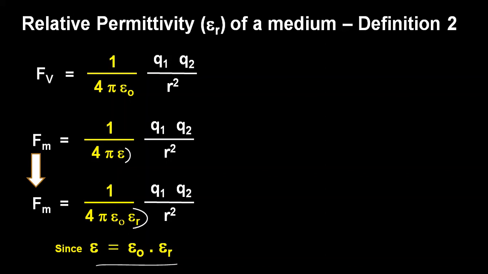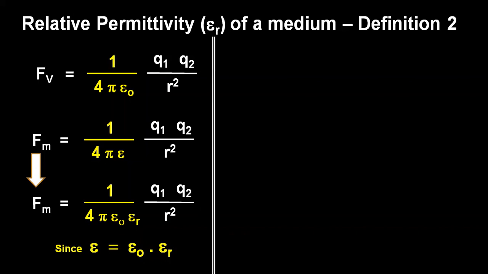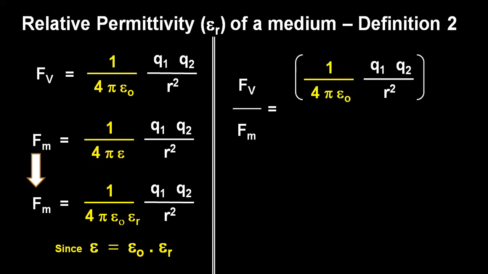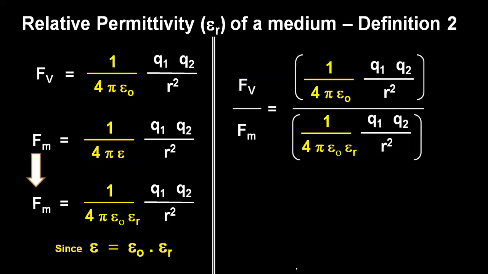Now what I'm going to do is divide the force between two charges in vacuum, that is F sub V, by the force between two charges in the medium. We are seeing one more definition for relative permittivity. So F sub V divided by F sub m: I have the expression for F sub V in the numerator, divided by the expression for the same force between two charges in a medium in the denominator. Now cancelling the similar terms, 1 by 4 pi epsilon naught cancels off, and Q1 Q2 by R square gets cancelled off.